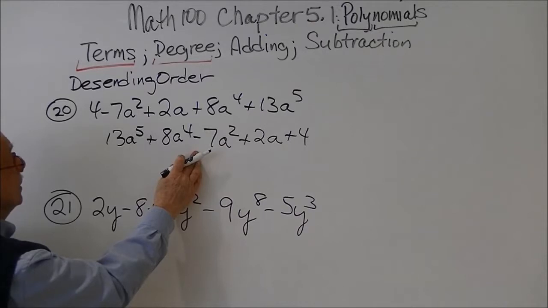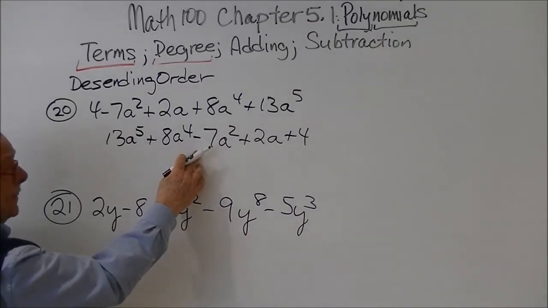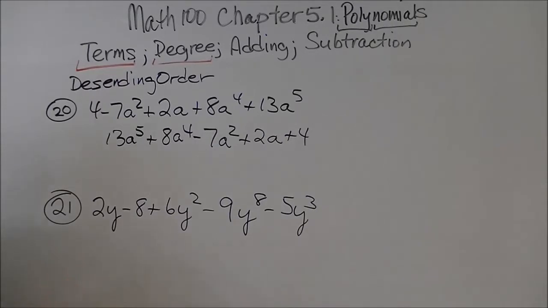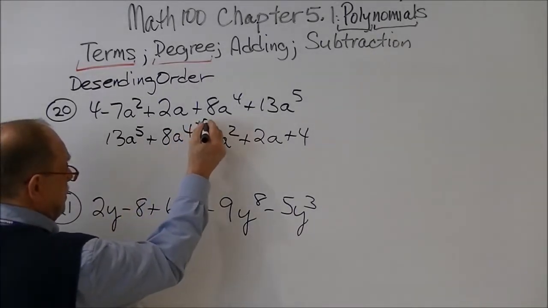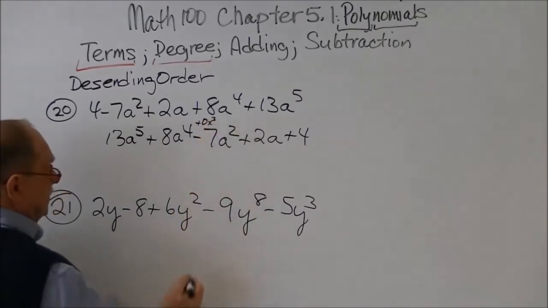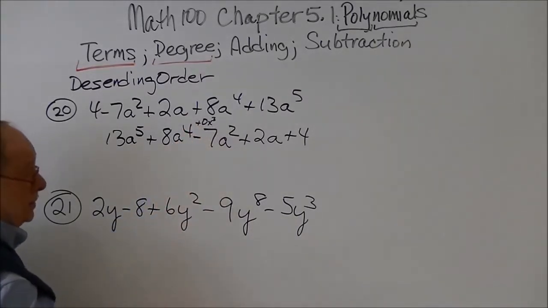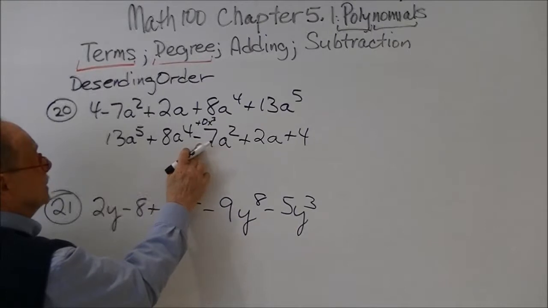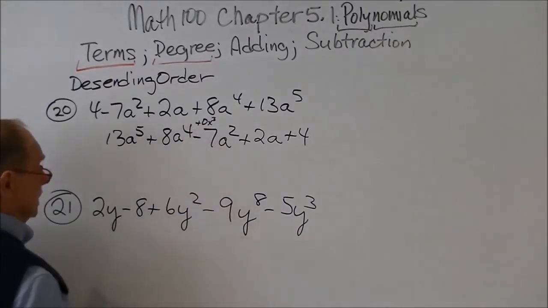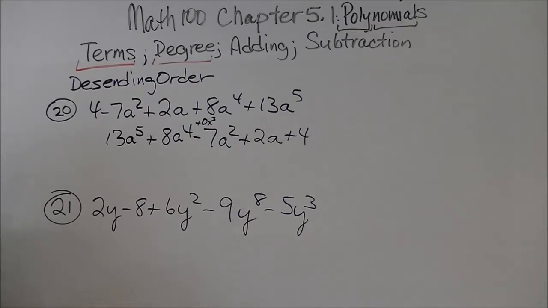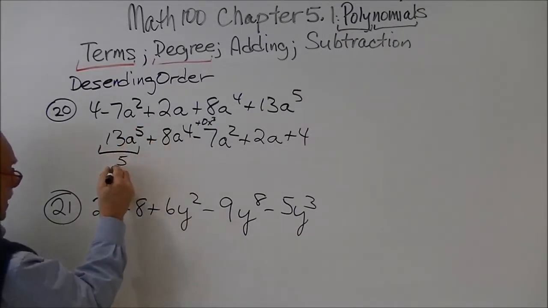Notice we don't have a term a to the third power. In a later lesson, we're going to have to put in missing terms. And you might say, how would you put that in? Well, you would say plus 0 x to the third. Now, they're not asking for that here. But notice this has no value because it's 0. But it is a placeholder. But they're not asking that here. And what is the leading term? The leading term would be this. And the degree would be 5.